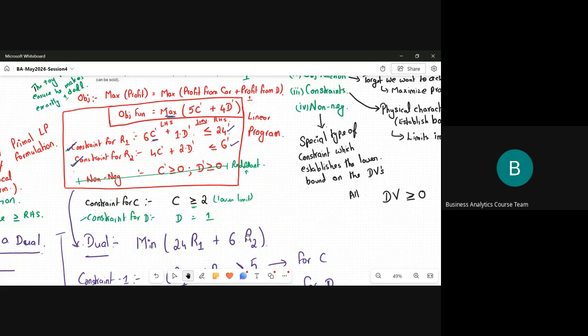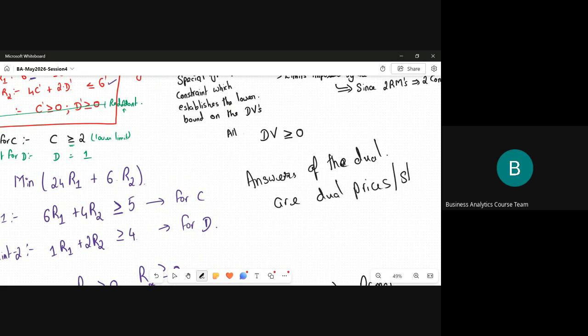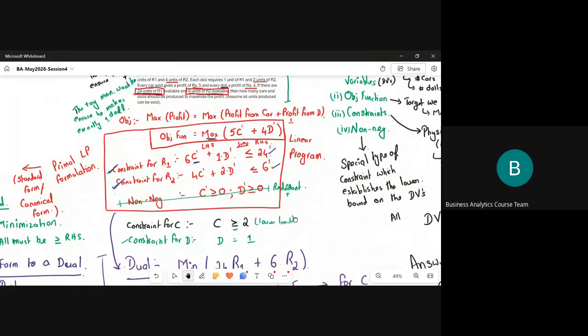A second way of looking at it is the answer that this gives. The answers of the dual are basically the dual prices, or shadow price, for the primal. What do these mean? This basically tells you, let's say for this particular problem, okay?